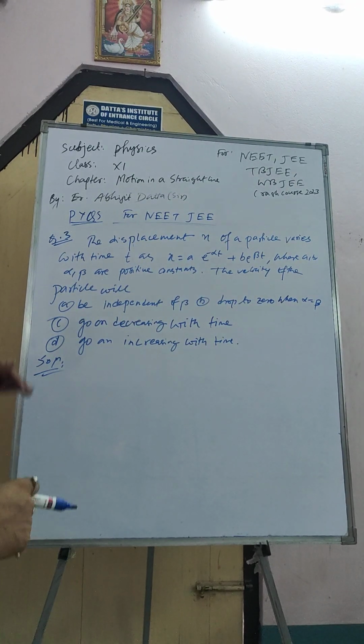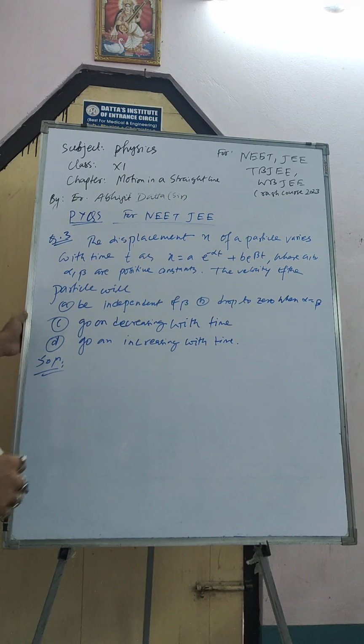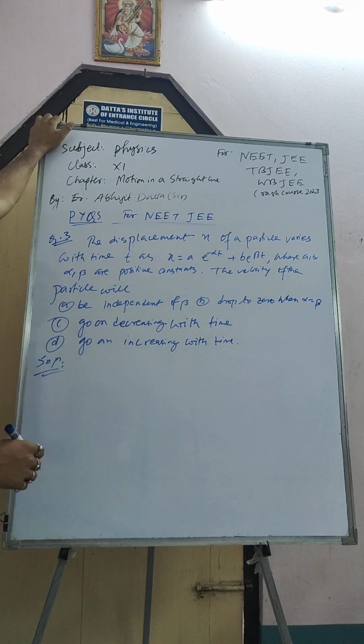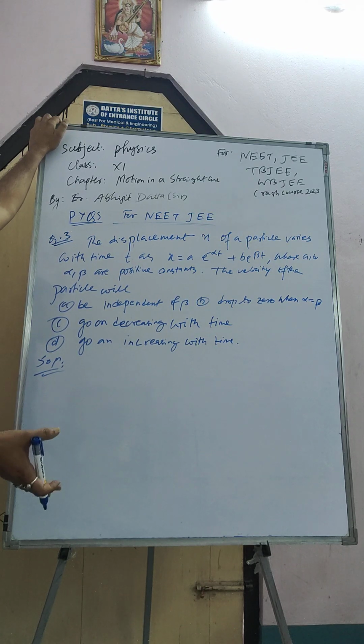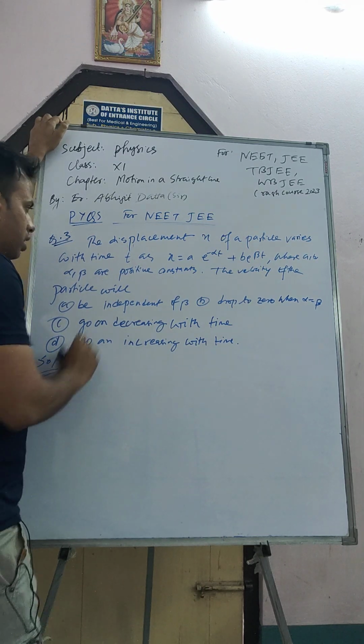So students, our next question, this is our third question. The displacement x of a particle varies with time as x equal to a e to the power minus alpha t plus b e to the power beta t, where a, b, alpha and beta are positive constants. The velocity of the particle will be what? We have to find out. So 4 options are given, which option is correct? We have to find out. Okay, so let's try to write the equation.